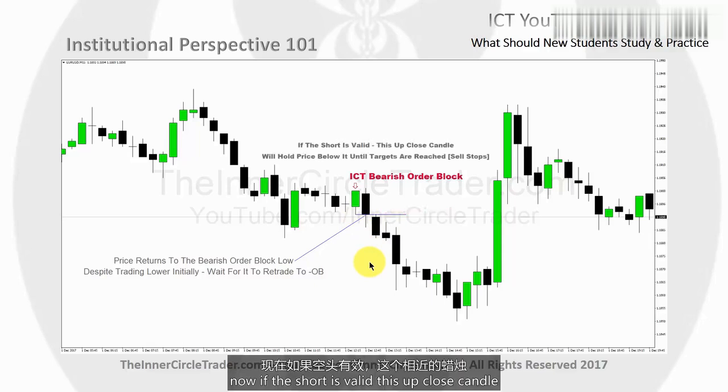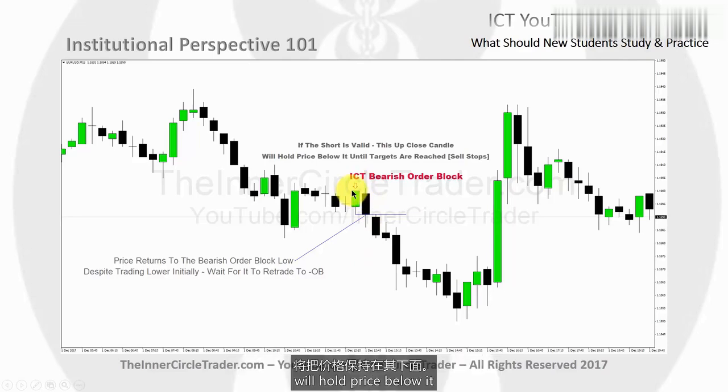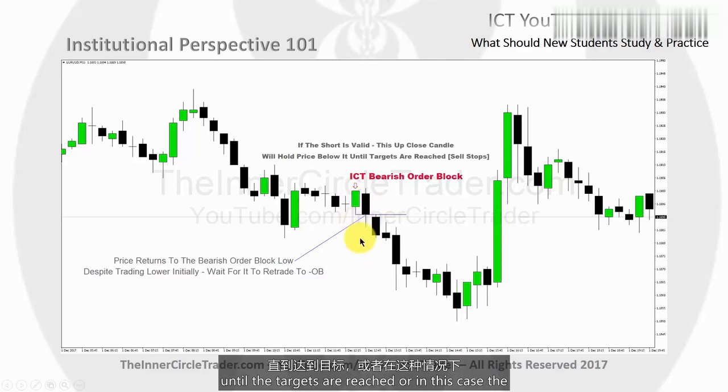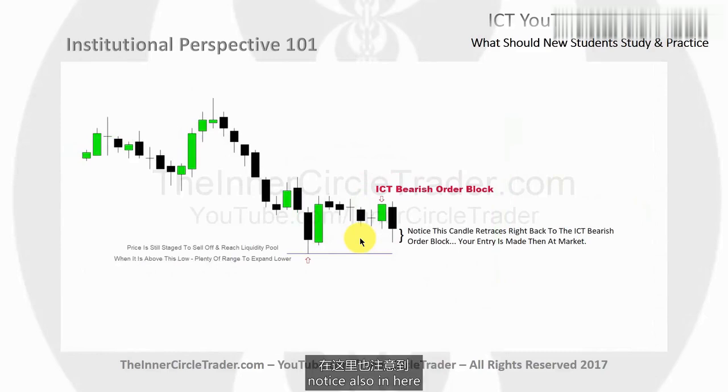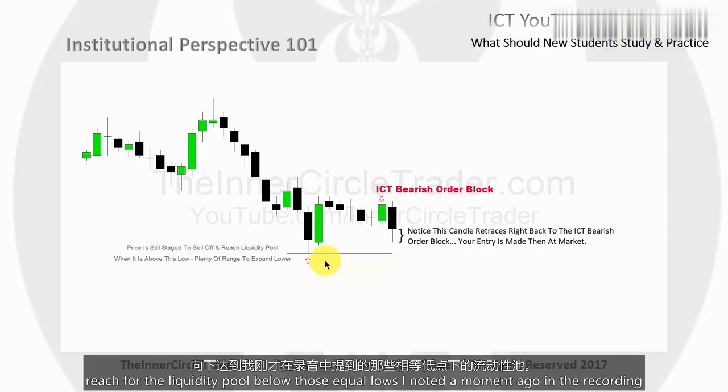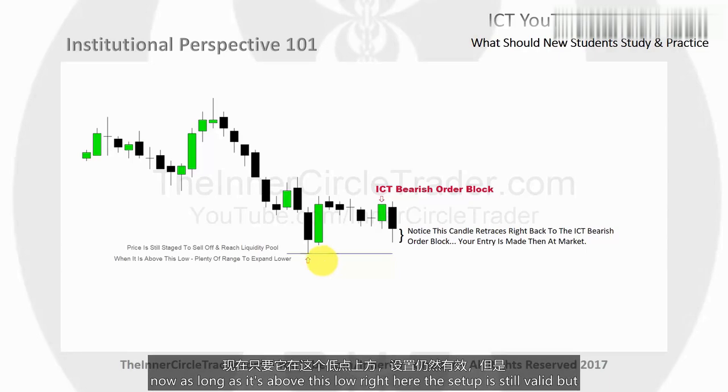Now, if the short is valid, this up close candle will hold price below it until the targets are reached, or in this case, the sell stops that would be targeting below the equal lows. Now, notice also in here, as long as price is still above this low, this setup is staged properly to reach for the liquidity pool below those equal lows I noted a moment ago in the recording. As long as it's above this low right here, the setup is still valid.